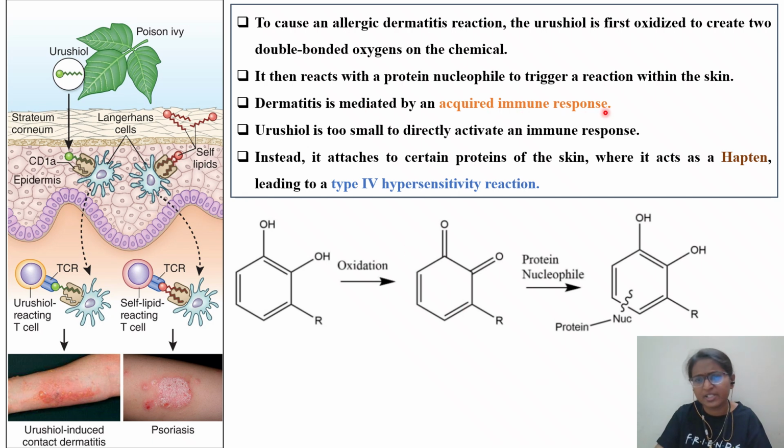It is mediated by the acquired immune response; it is too small to directly activate an immune response. That's why it has to come in contact with a carrier, reach certain proteins of the skin where it acts as a hapten, leading to a type 4 hypersensitivity reaction. This is very, very important. Oxidation, protein nucleophile, right, oxidation, a double bond will be formed, right?